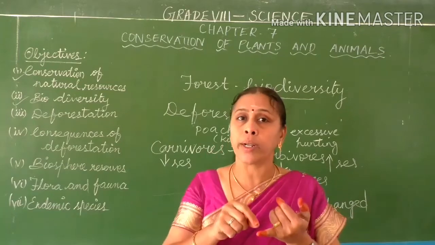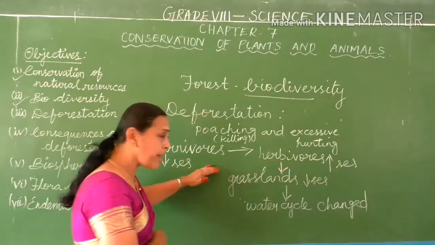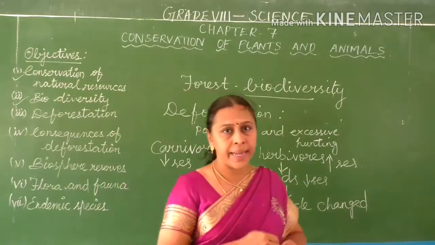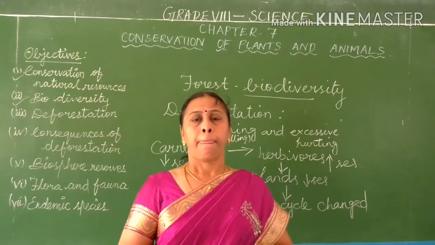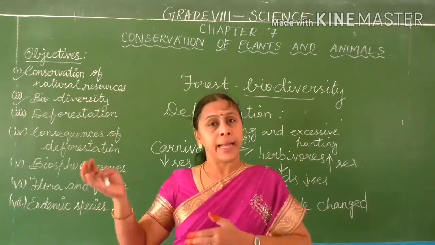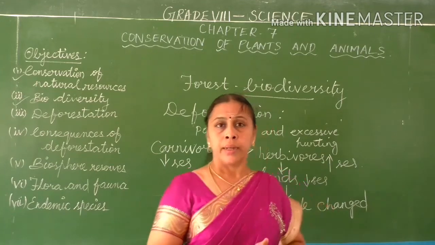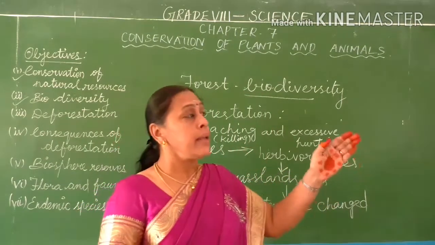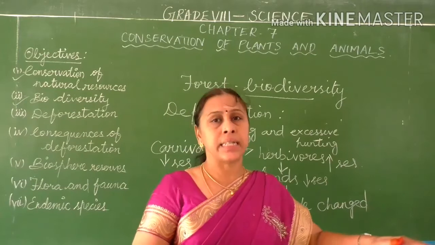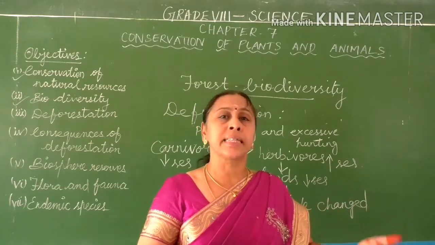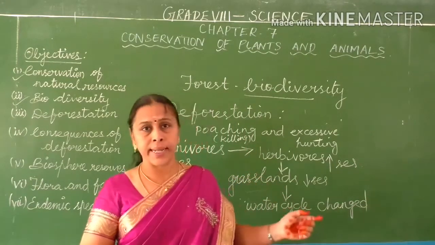Because of what? Because of the poaching by human beings. We human beings only are doing all these things. We only destroy the natural things in the ecosystem. Understand? Like this, the ecological balance in nature or the environment is destroyed and results in desertification. Desertification is one of the consequences of deforestation.